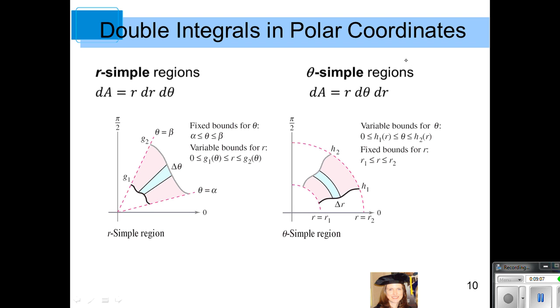Now if it's a theta simple region, like we have shown here, you slice it using concentric circles, and the smallest angle to the largest angle are defined by functions.